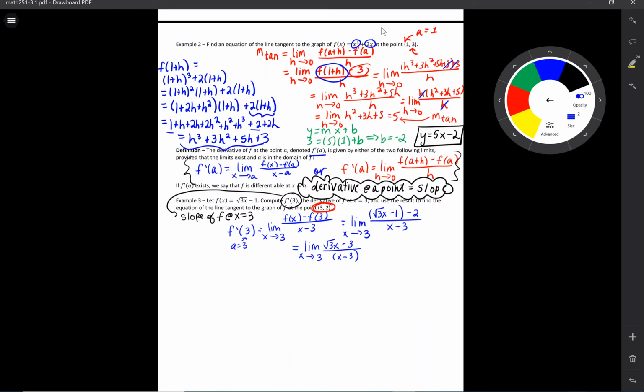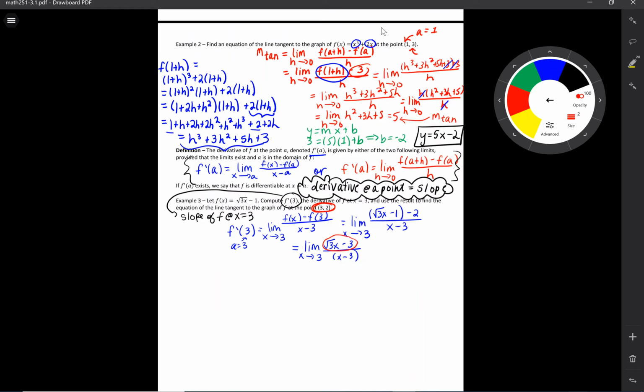So I can't plug in x equals 3 yet, right? Because it makes my denominator equal to 0. But if I see an expression like this, square root of 3x minus 3, I'm hoping that for some of you, it gives you a tip as to what to do next. When I have something like square root of 3x minus 3, what I'm going to do is multiply by the conjugate.